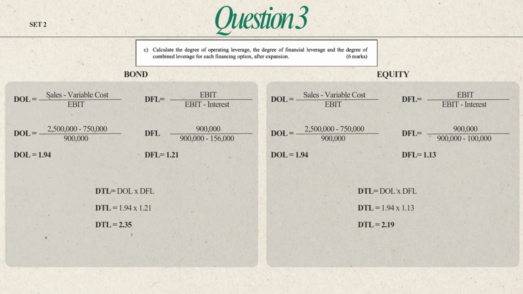Under equity financing, interest remains at 100,000 ringgit and the degree of financial leverage is 900,000 ringgit divided by 800,000 ringgit, which equals 1.13. So the degree of total leverage is therefore 1.94 multiplied by 1.13, which equals 2.19. So overall, bond financing results in higher financial and total leverage than equity financing, indicating higher overall risk but also greater sensitivity of earnings per share to changes in sales.